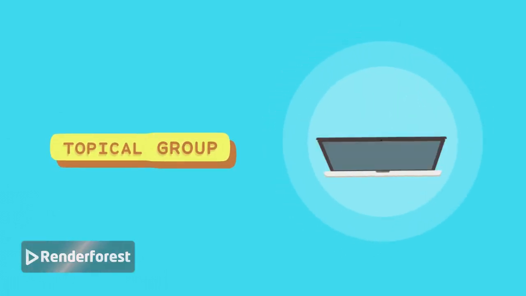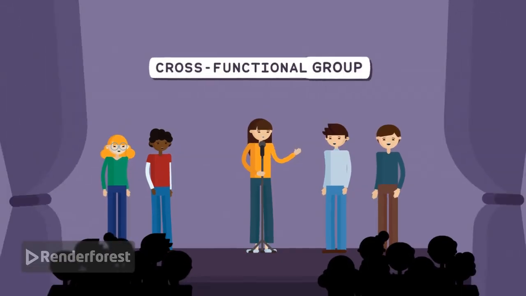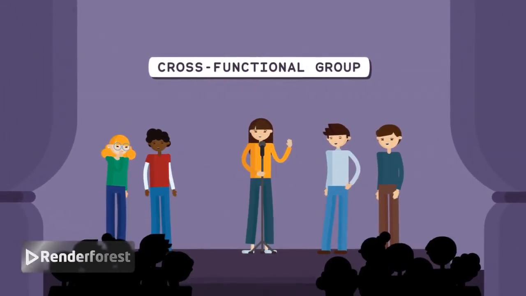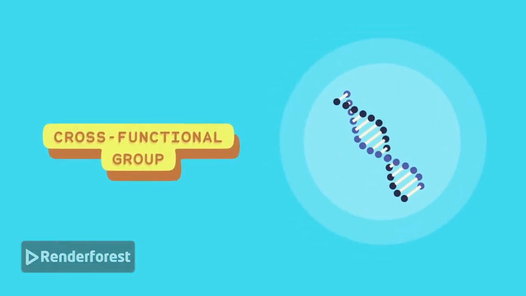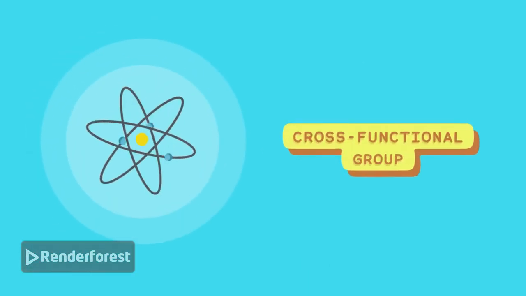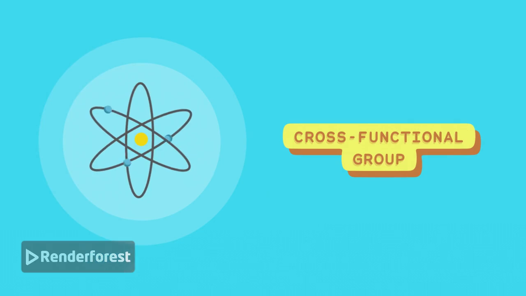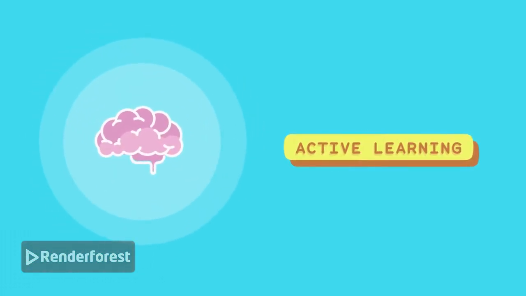When they're ready, the topical groups separate and every learner brings their expertise to a new cross-functional group. Here, the expertise of each individual is applied as the new groups share with and learn from one another. That's the Jigsaw strategy. Now let's reflect on how these active learning strategies use learner interaction to encourage thinking.